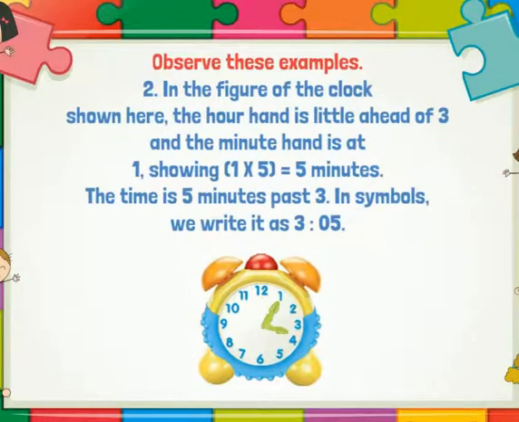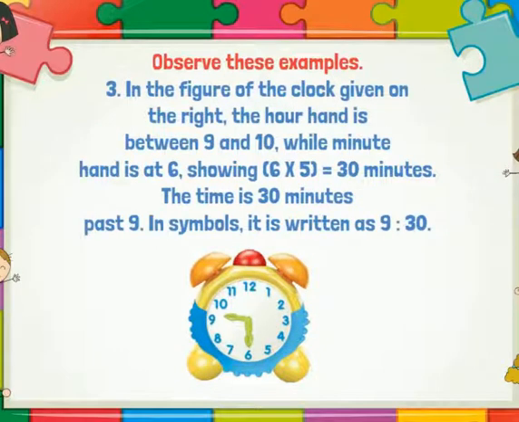In the figure of the clock shown here, the hour hand is a little ahead of 3 and the minute hand is at 1, showing 1 into 5, which is 5 minutes. Therefore, the time is 5 minutes past 3. In symbols, we write it as 3:05.